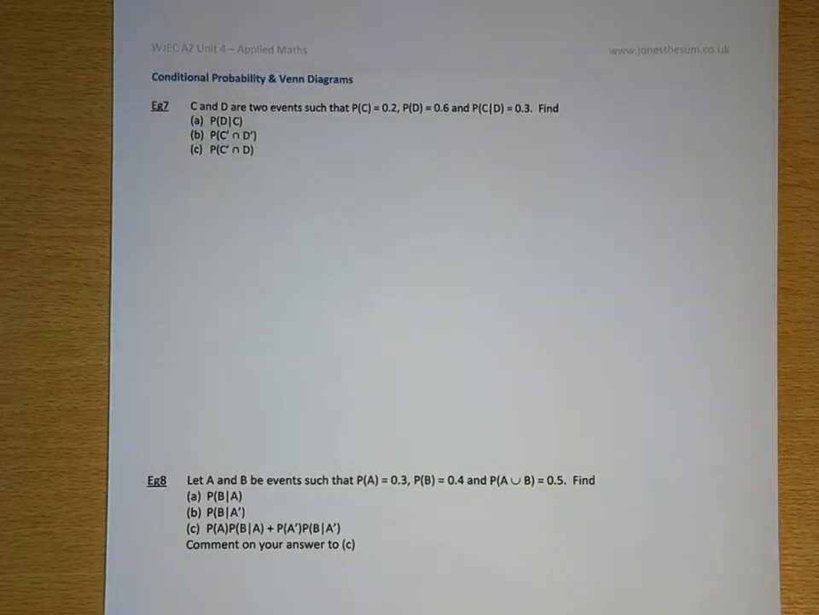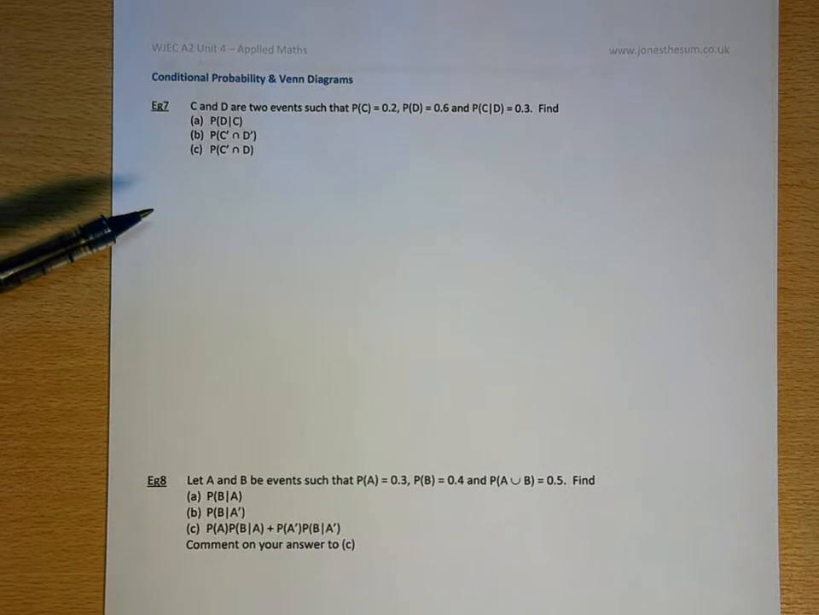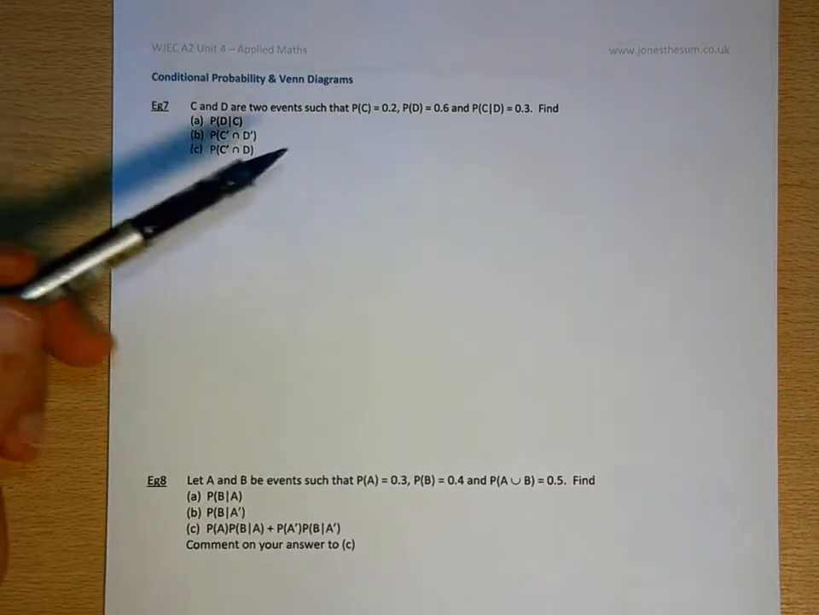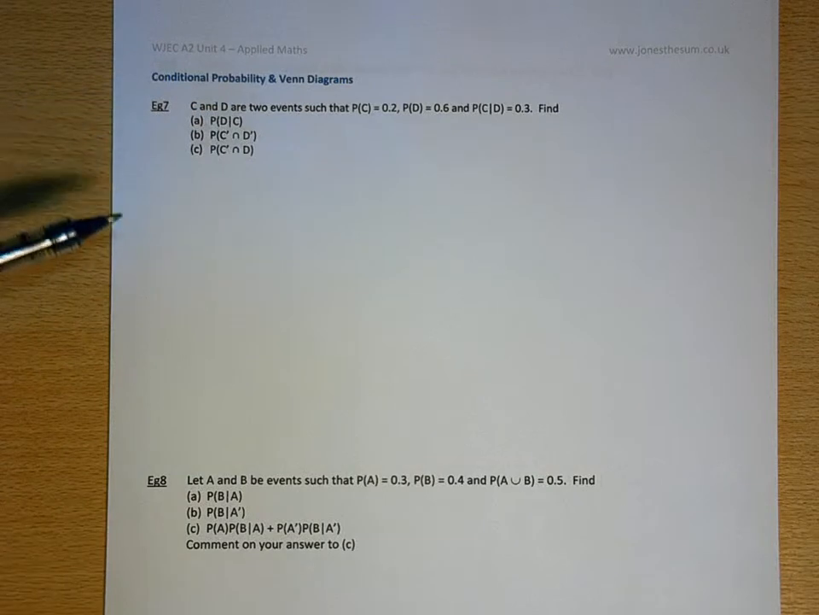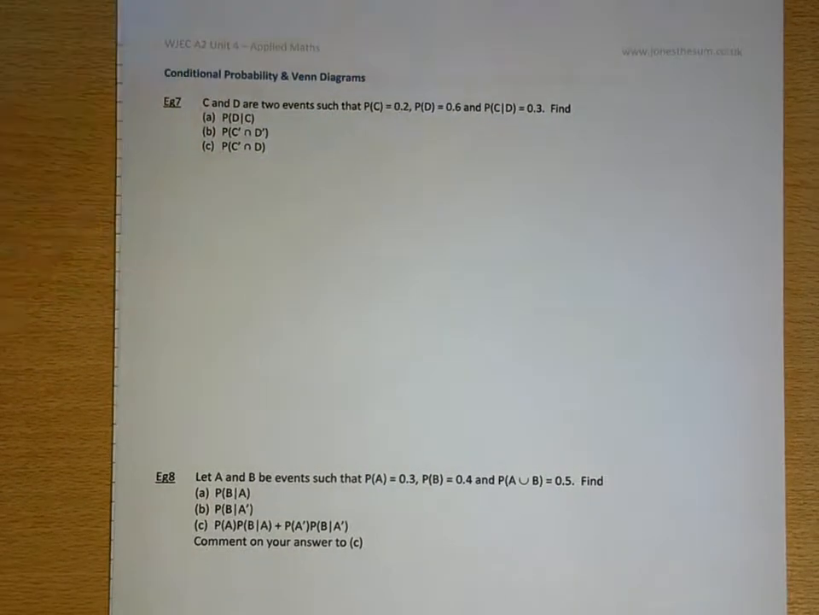Right, so in this next set of examples, we're going to be focusing on how we can use Venn diagrams when we're working with conditional probabilities and what the conditional probability actually looks like on a Venn diagram.